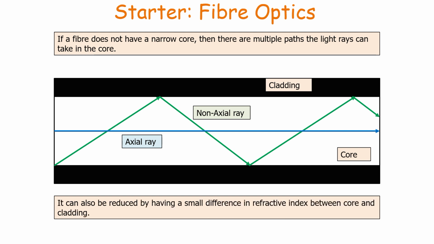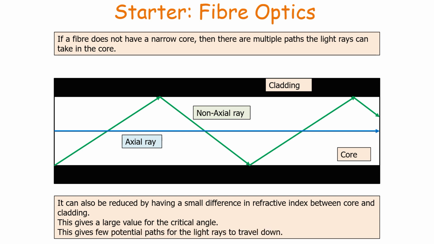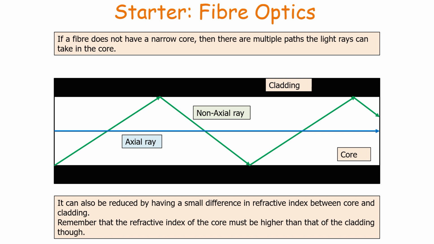Now, this can be prevented by having a narrow core, a single mode fibre, but it can also be reduced by having a small difference in the refractive index between the core and the cladding, because this will then give a large value for the critical angle, so it gives fewer potential paths for the light rays to travel down. Now again, remember, for total internal reflection to take place at all, the refractive index of the core must be higher than that of the cladding.